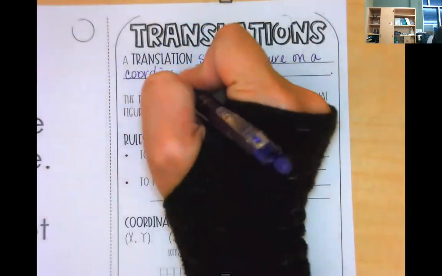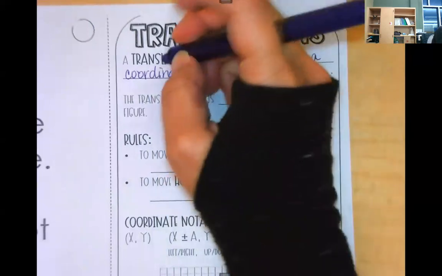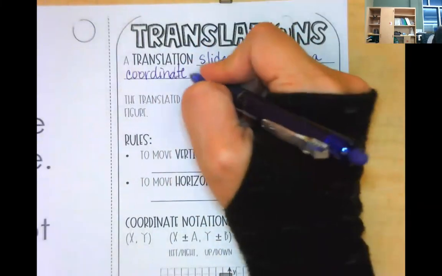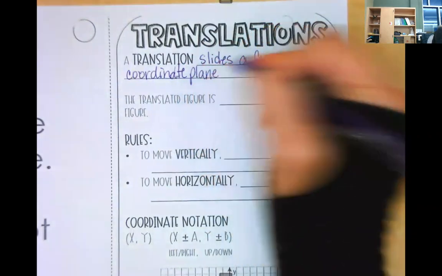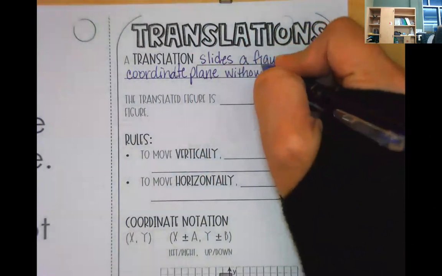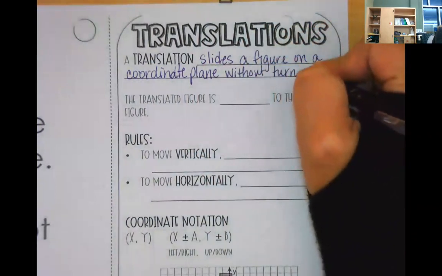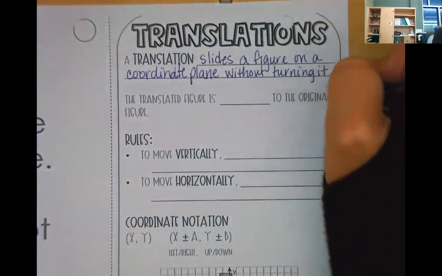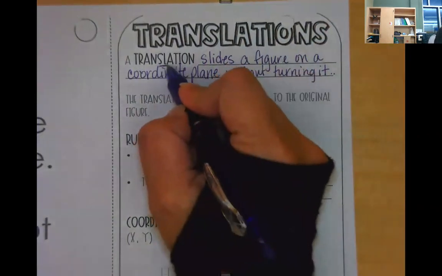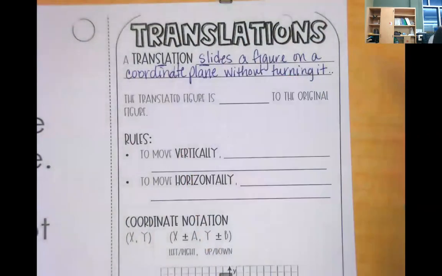You'll notice in this unit, all of our drawings are going to be on that coordinate plane. And the key here is without turning it. So it is still going to be looking exactly the same way as it originally did. It's just going to be moved, right? And SL in translation for SL in slide.